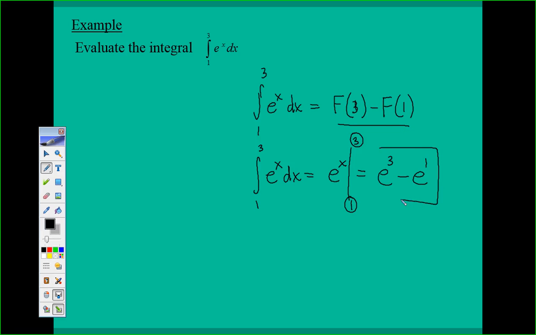And there is the antiderivative of e to the x dx from 1 to 3. It's e to the third minus e to the first. And that's just some number. e to the third is a number minus e to the first, another number.